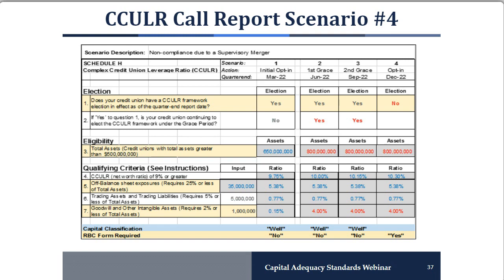Prior to any merger or acquisition, management should review and understand the impact to net worth, CULR, and risk-based capital. I'll now turn it back over to Catherine, who will review the impact on the MBL limit with the revised capital standards.